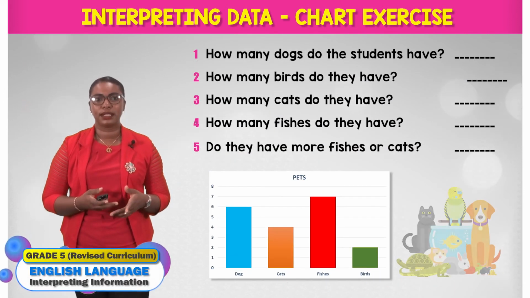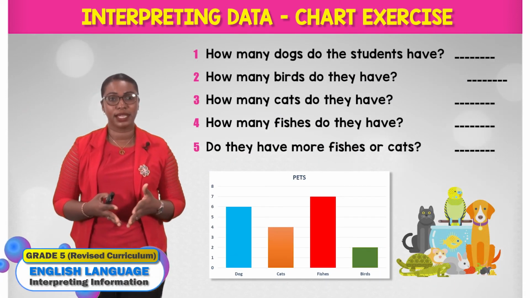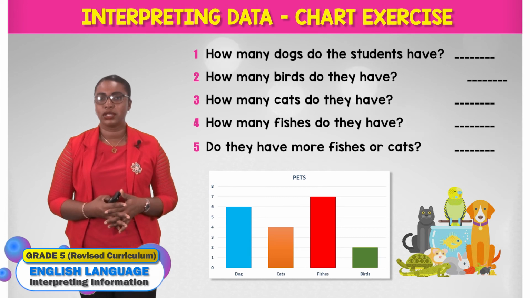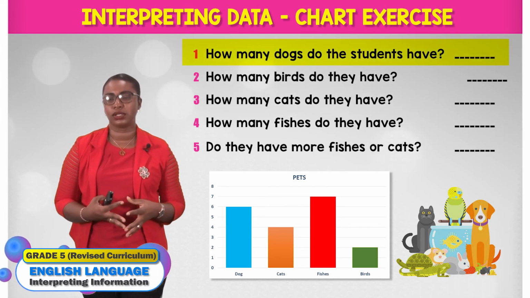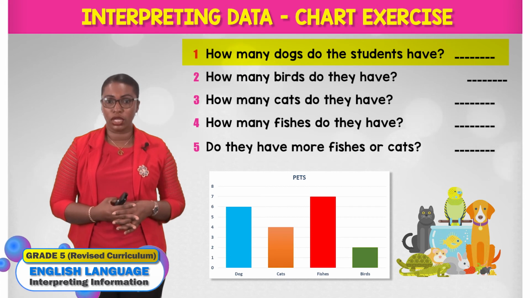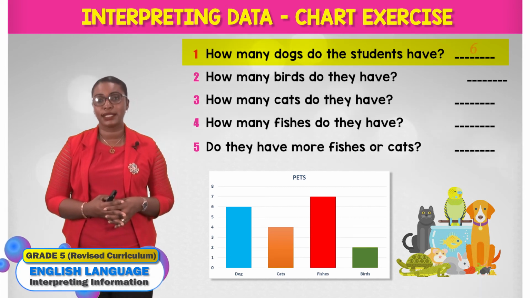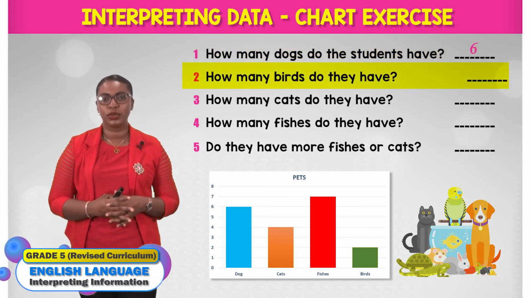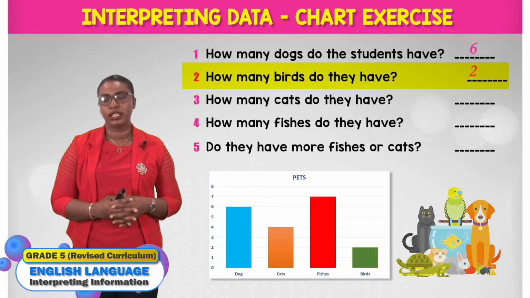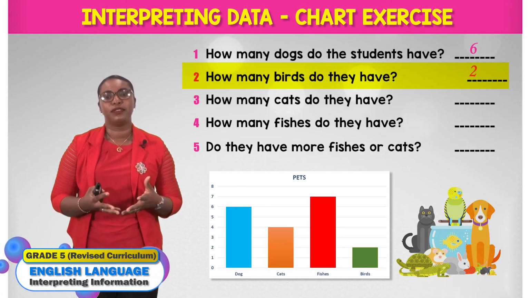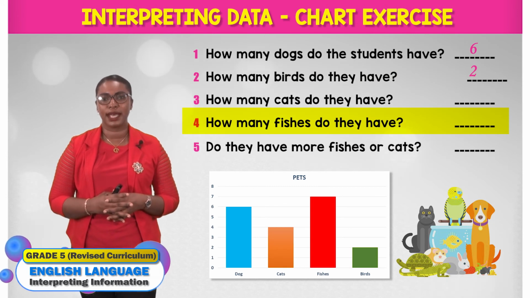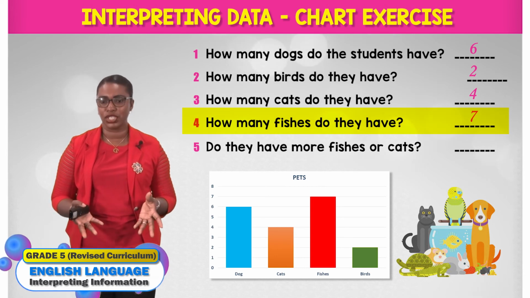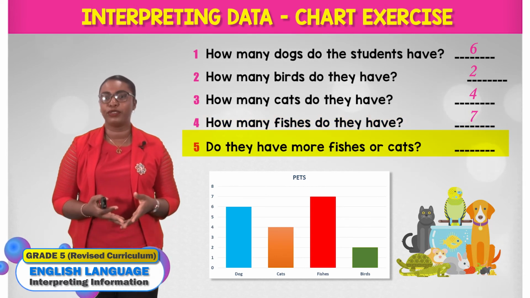We see that the graph is about the number of pets again. The pets the students own are dogs, cats, fish, and birds. So the question that asks how many dogs do the students have? If you look for the dog bar, you will see that it stops at 6. So they have 6 dogs in all. For the birds, you will notice that it stops at 2. It therefore means that they have 2 birds. For the fish, you will also notice that it stops at 7, which shows that the students have 7 fish. Now the final question, do they have more fish or cats?